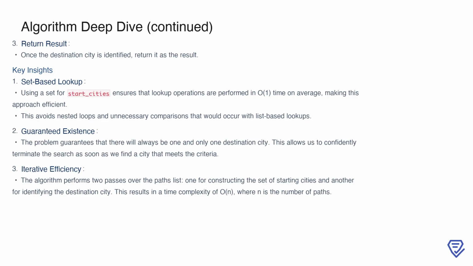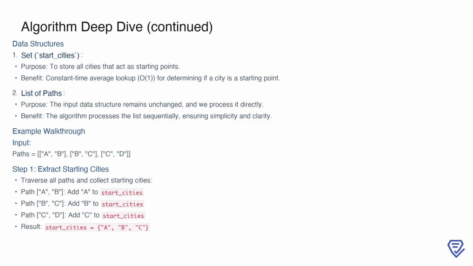The algorithm makes two passes over the paths, one to construct the set of starting cities and another to verify the destination city. Thus, the overall time complexity is O(n), where n is the number of paths. This efficiency is a key strength of this approach. To implement the algorithm, we use two main data structures. First, we use a set called start_cities to store all the cities that act as starting points. This allows us to perform constant time lookups to determine if a city is a starting point. Second, we work directly with the input list of paths, processing it sequentially without any modification. This ensures the algorithm remains both simple and clear.